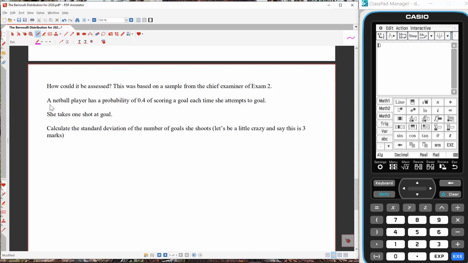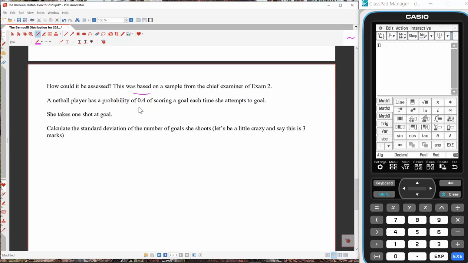So she obviously wrote this question, and I've changed it a little bit. A netball player has a probability of 0.4 of scoring a goal each time she attempts to goal. She takes one shot at goal. Calculate the standard deviation of the number of goals she shoots. Let's be a little crazy and say that this is 3 marks.